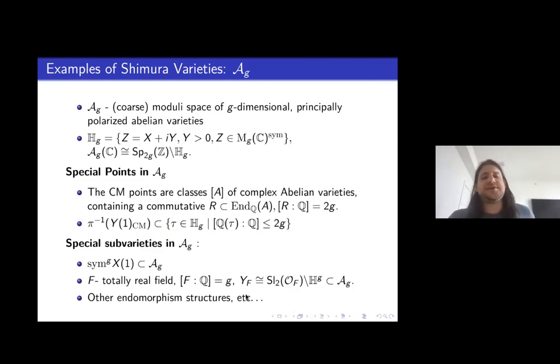And then you can fix other endomorphism structures. You can do more complicated things. You can do things that don't correspond very easily to endomorphism structures, the non-PEL type Shimura varieties. So there's a big list of them. It's hard to describe precisely, but this hopefully gives you a flavor of the kinds of things we're talking about.